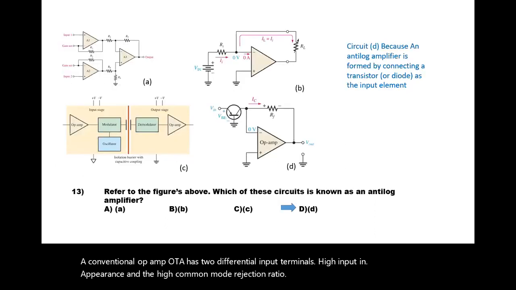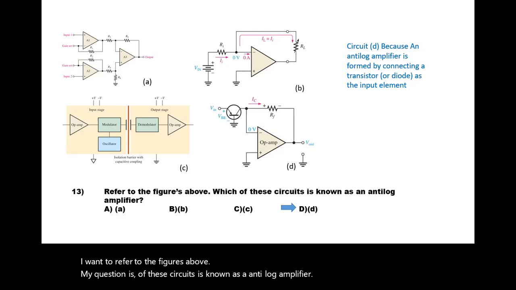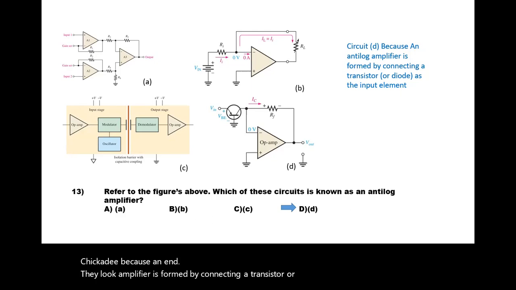Now, let's look at the following circuits. In the first case, I want to refer to the figures above. My question is, which of these circuits is known as an antilog amplifier? Circuit D, because an antilog amplifier is formed by connecting a transistor or a diode as the input element.